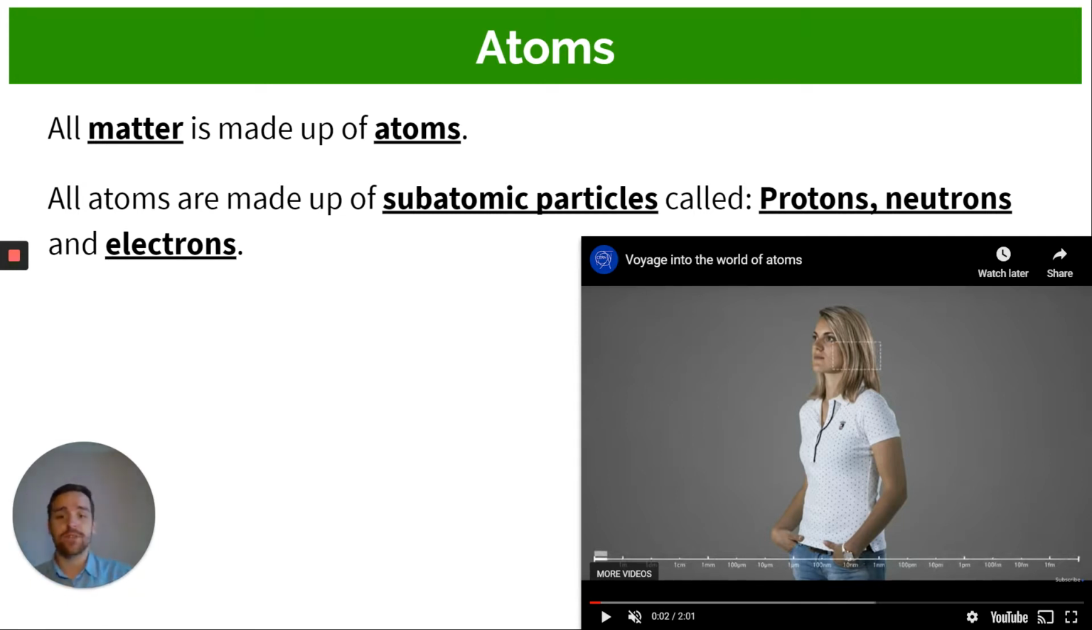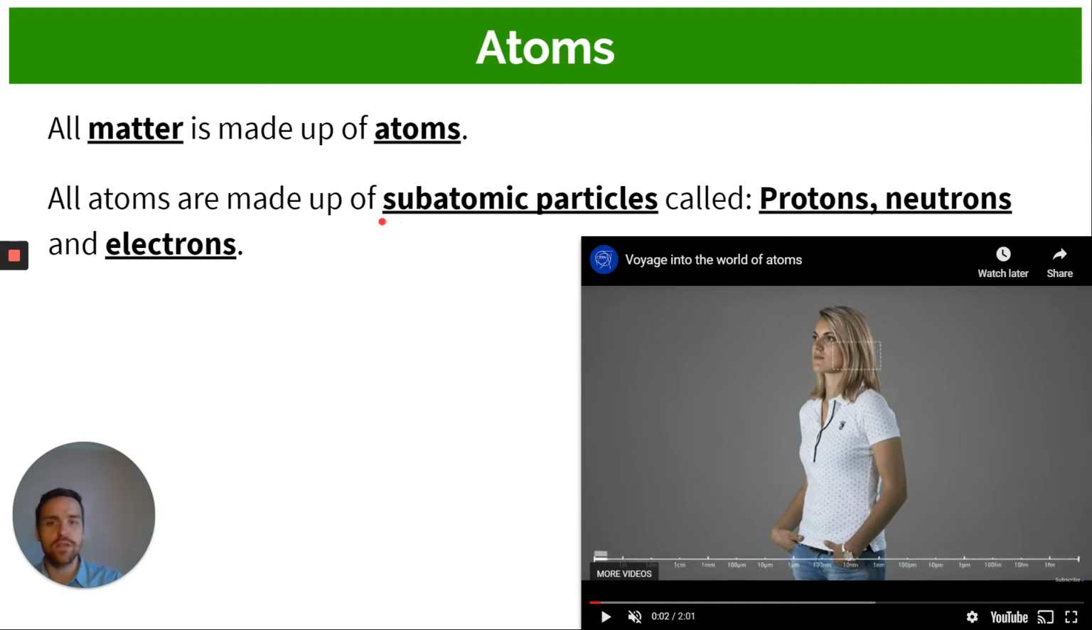You've learned about atoms throughout your schooling career. Most of you, when I say the word atom, you're not surprised. It's not a new word. I just want you to understand that there are these small building blocks that make up everything. So all matter, we've learned what matter is in previous videos, is made up of atoms, these small building blocks. And atoms are made up of things called subatomic particles.